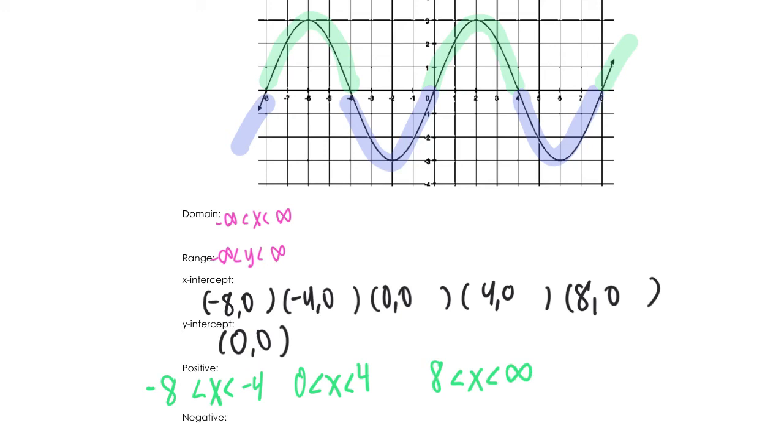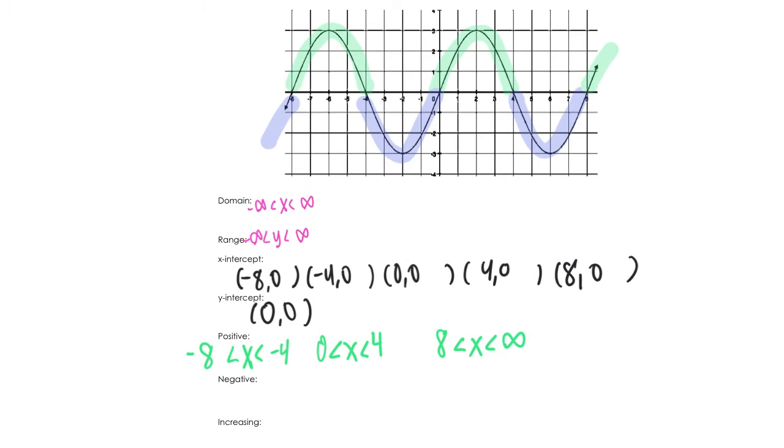Do the same thing for the negative portions of the graph. There are 3 portions where the graph is negative, so set up 3 different inequalities. Check your work. Make sure, common error over here, on this left side, I know that the graph is going down. It's also going left. That's going in terms of x to negative infinity.